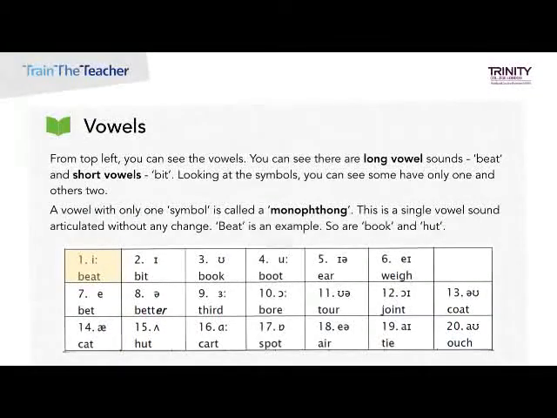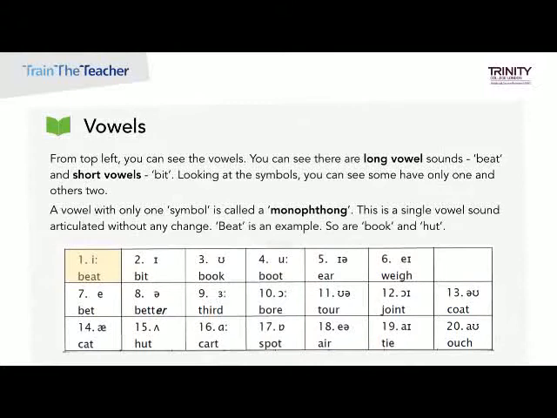Okay, so let's start with vowels. From the top left, you can see the vowels laid out. You can see that there are long vowel sounds, such as beat, a long E sound. It has 2 dots after it. And there are short vowel sounds. For example, bit, the sound I.